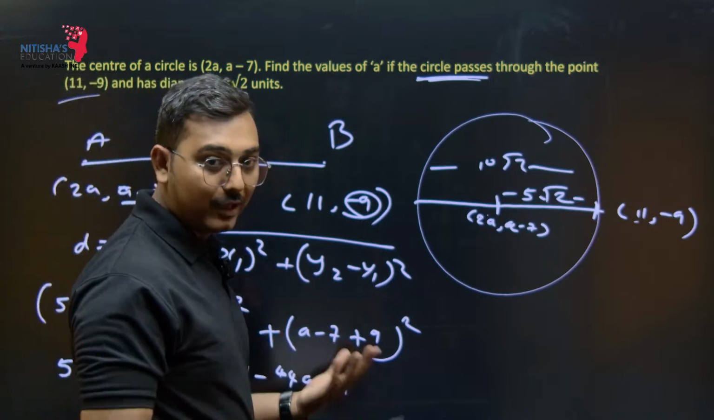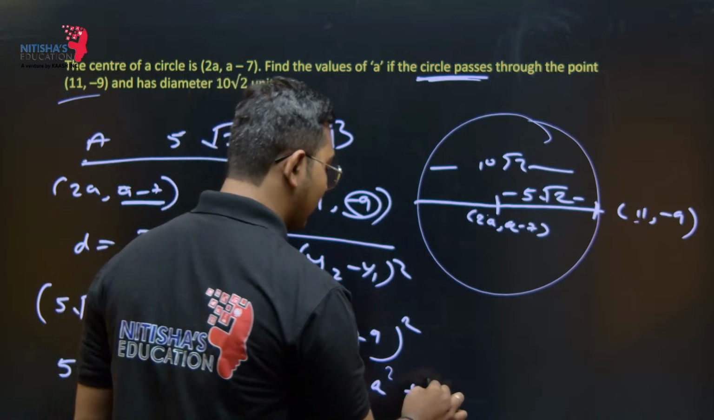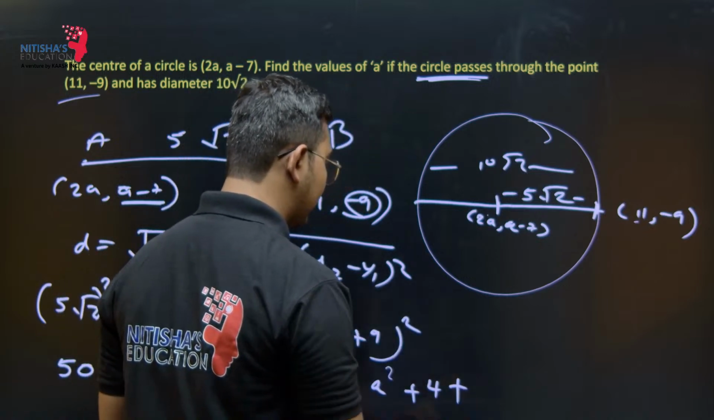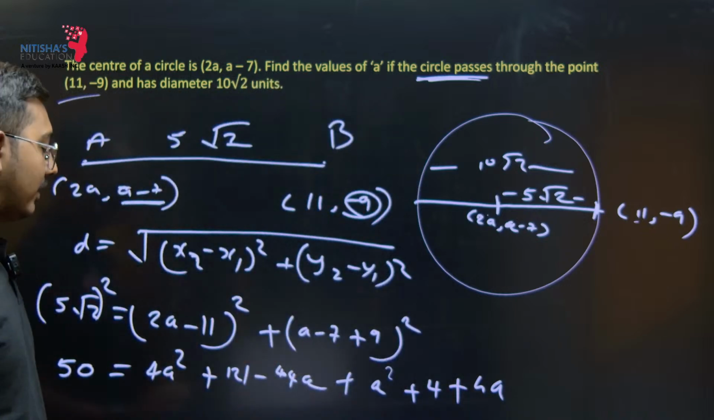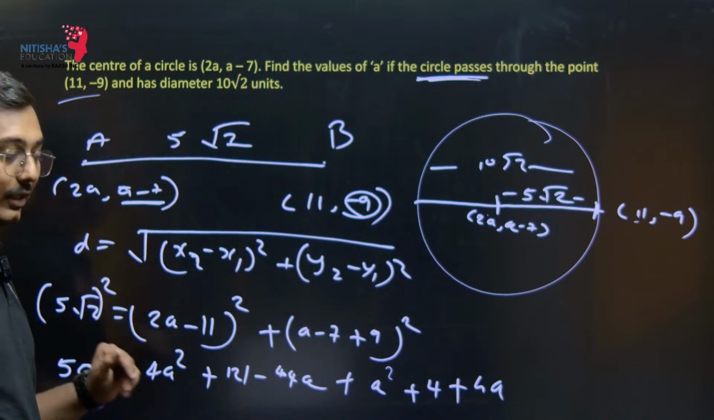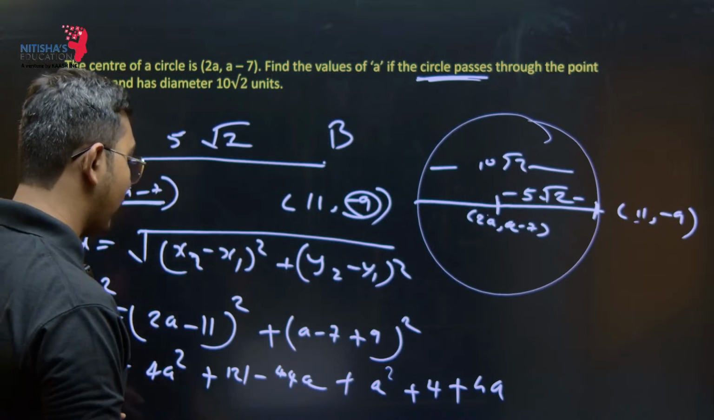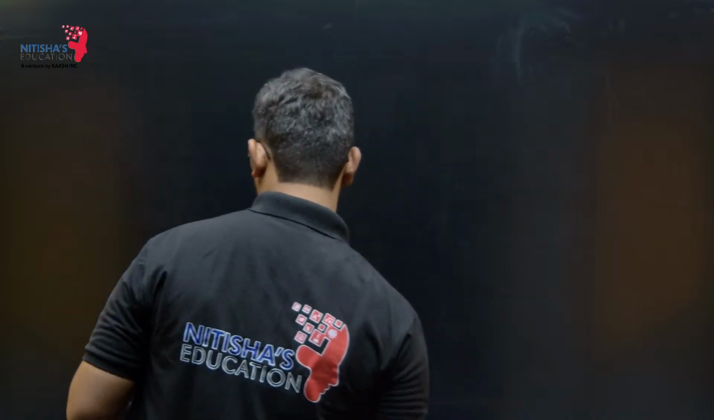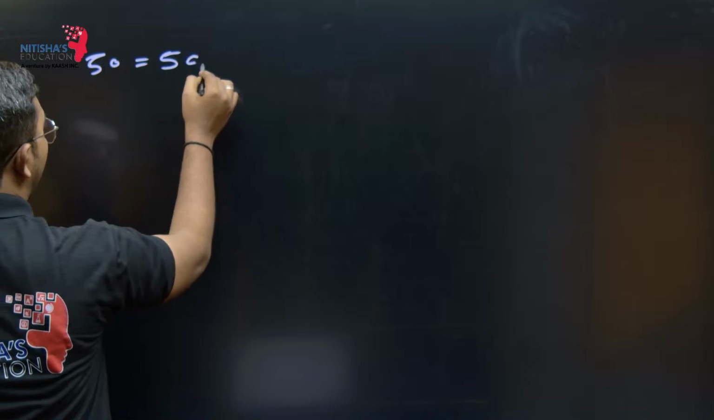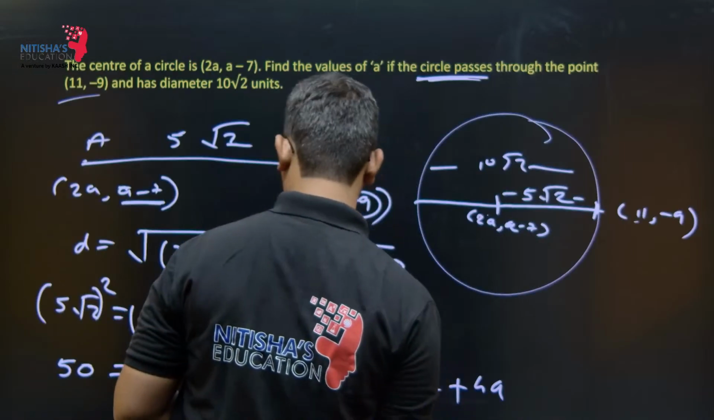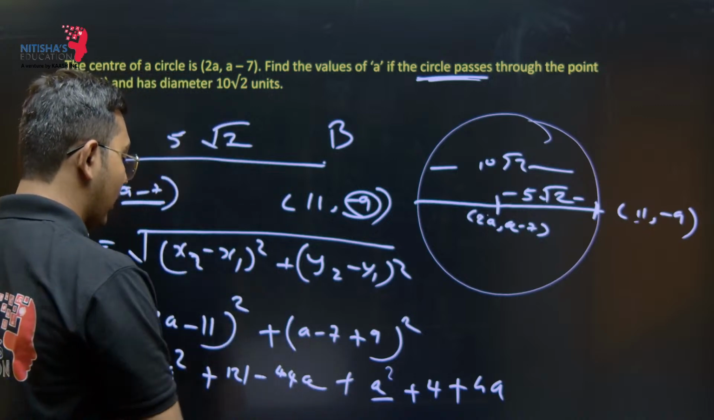So again, (a plus 2) whole square, which is a square plus 4 plus 4a. So now this is what the equation looks like. You have to solve this equation. Let us reduce it to the smallest form, which will provide us 50 is equal to 5a square, 4a square and a square, which will provide us 5a square.